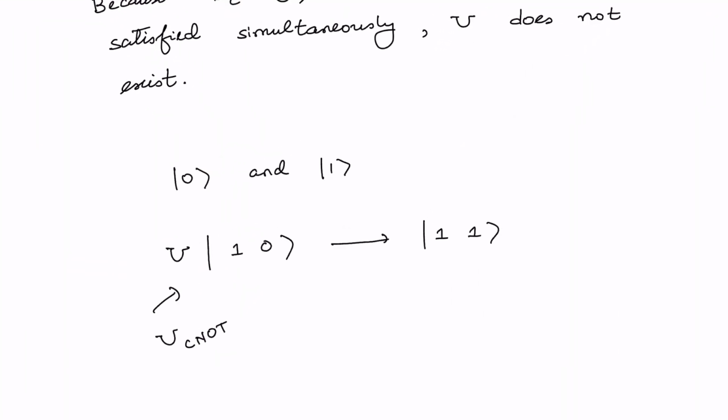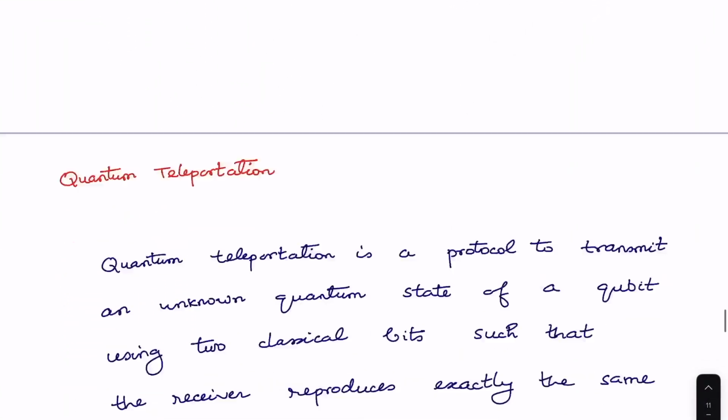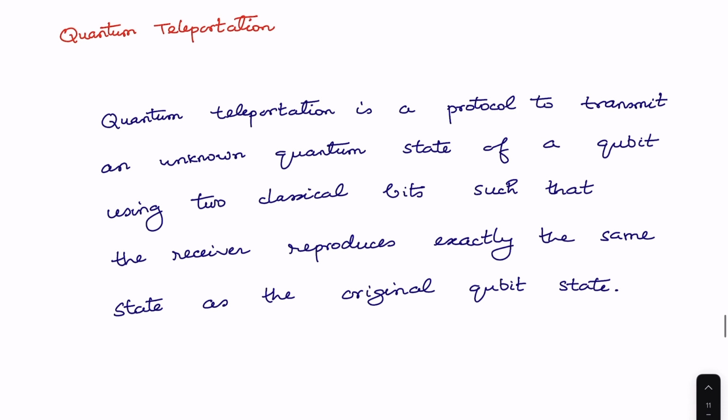As a final topic, let me rush you through the so-called quantum teleportation. Now, quantum teleportation is a protocol to transmit an unknown quantum state of a qubit using two classical bits such that the receiver reproduces exactly the same state as the original qubit state. You can see that the unknown state is not transported or cloned, rather it is reproduced at the receiver's end.